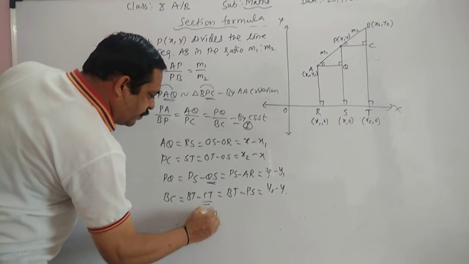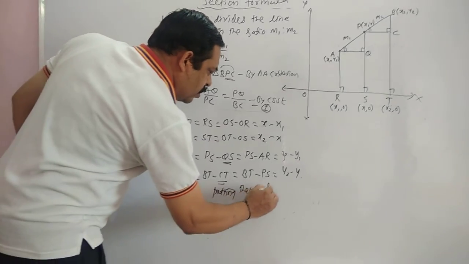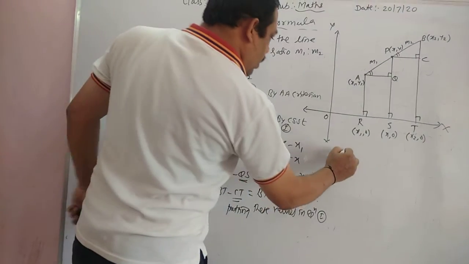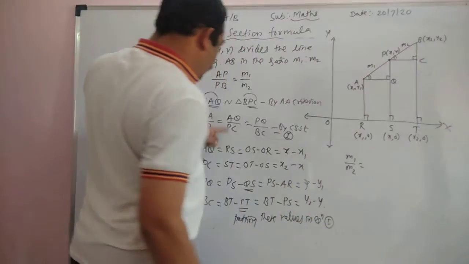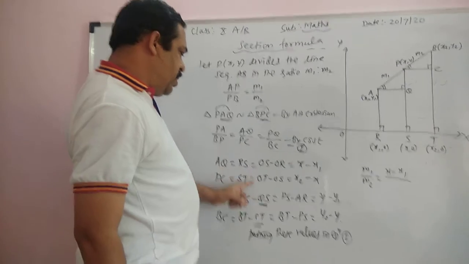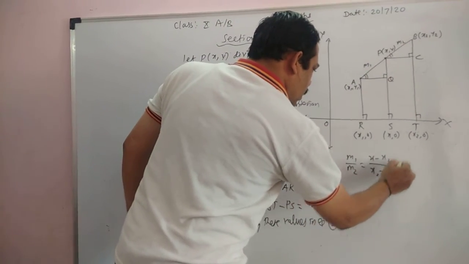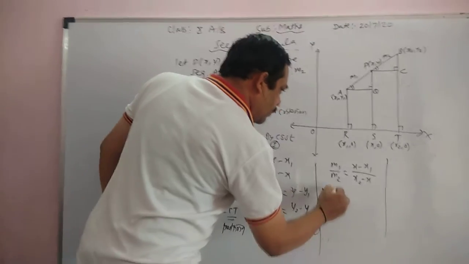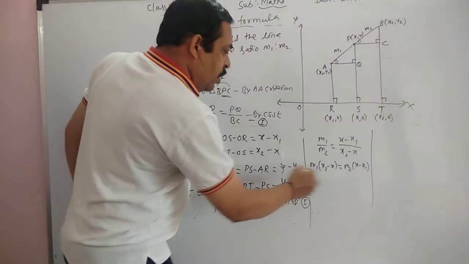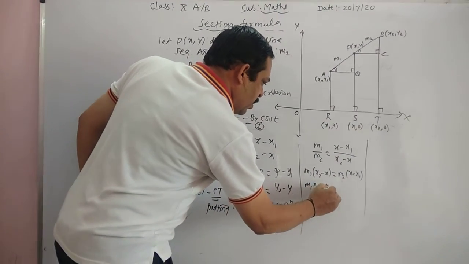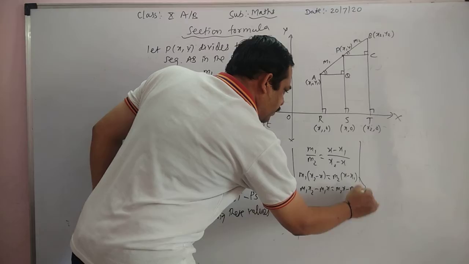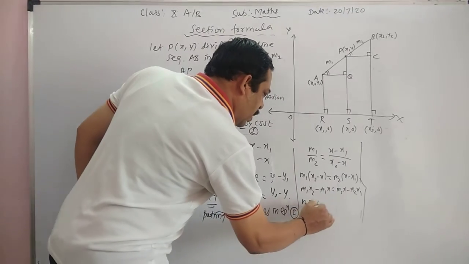Putting these values in equation 1, we get PA upon PB is m1 upon m2 equal to AQ, which is x minus x1, and PC, which is x2 minus x. Cross multiply: m1 times (x2 minus x) is equal to m2 times (x minus x1). So m1 x2 minus m1 x equals m2 x minus m2 x1.